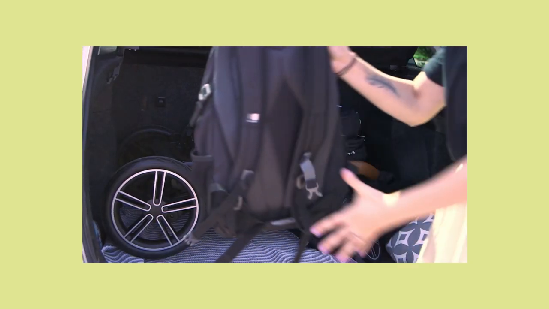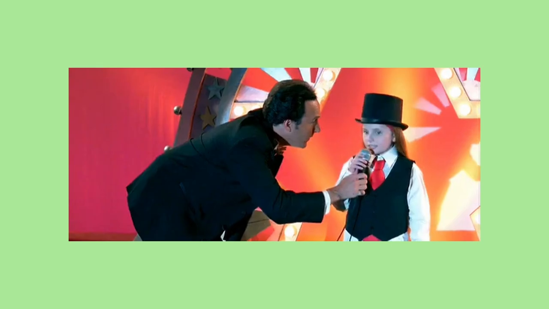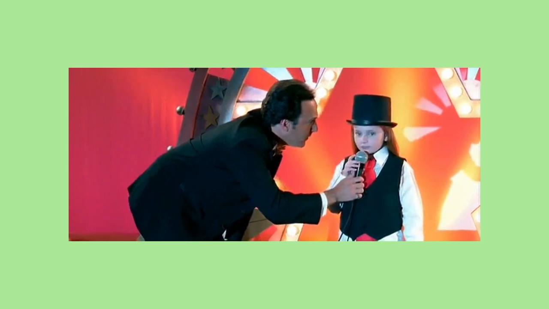And also, you might need to remove the wheels if you're packing it into a small car boot. And here's an example of the American English words for you. In the trunk of our car.